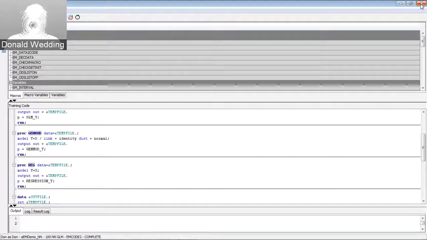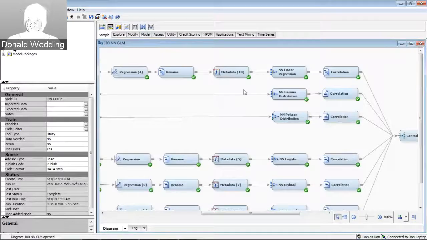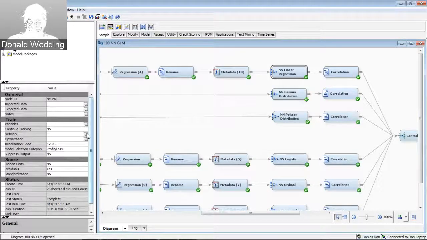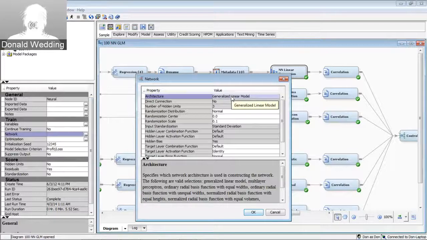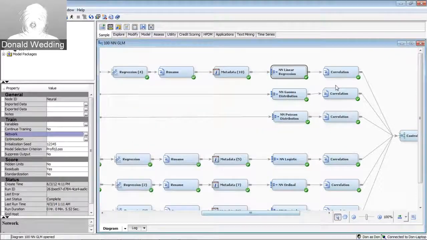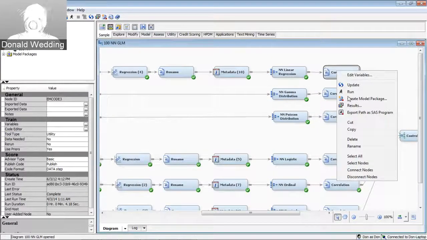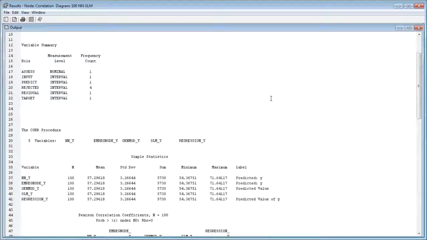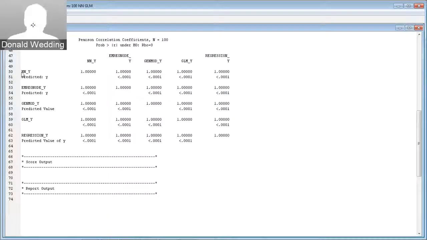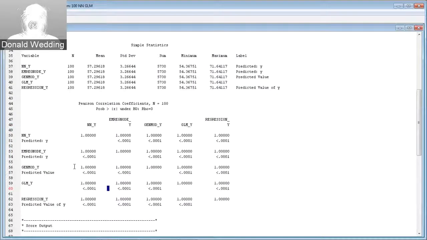At the same time, I came over here, clicked on this guy, and told Enterprise Miner, would you please cut away the neural network stuff, leave it nothing but bare bones, have identity, and have a normal distribution. And then when he was done, my neural network and my genmod and my proc regression are all 100% correlated with one another, because they gave me exactly the same answer.